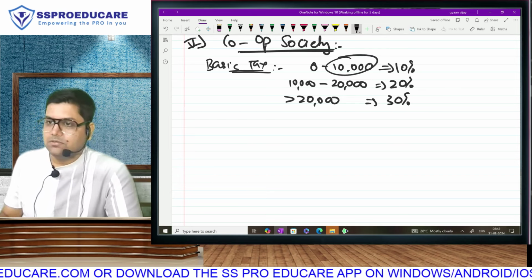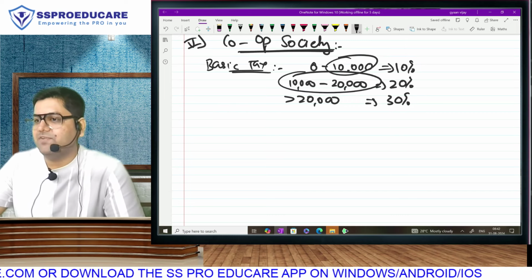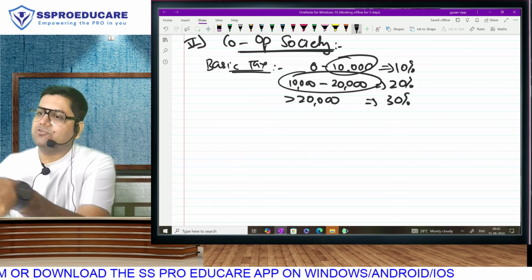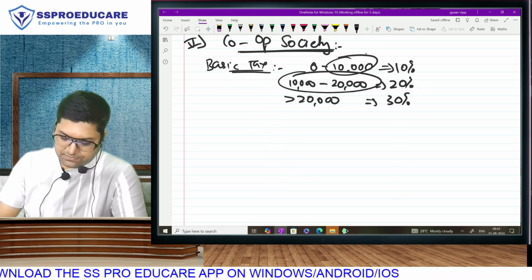See, whenever we write a slab, the same thing is applicable as for the 2.5 to 5 slab. The first rupee after 10,000 will go in the next bracket. Understood?